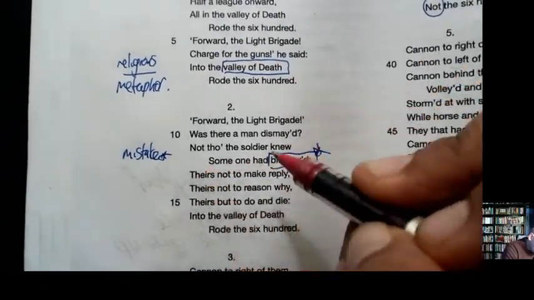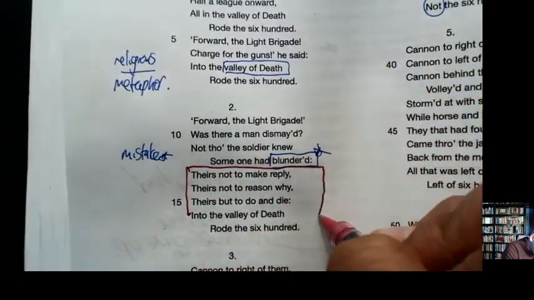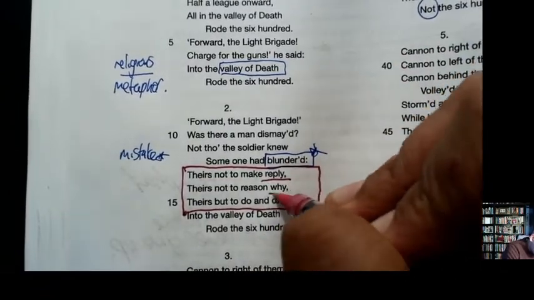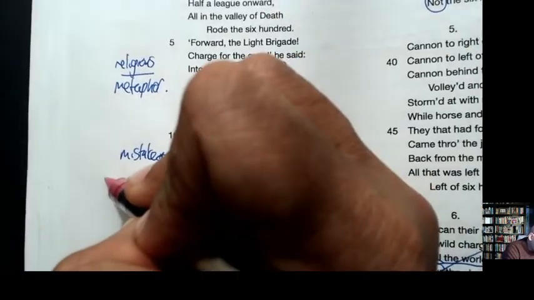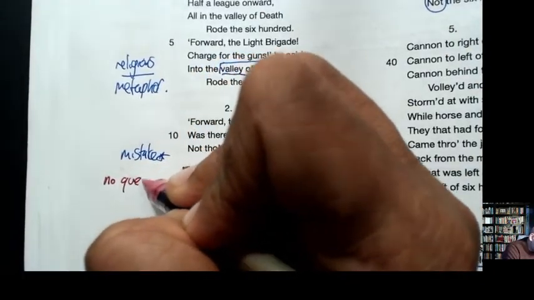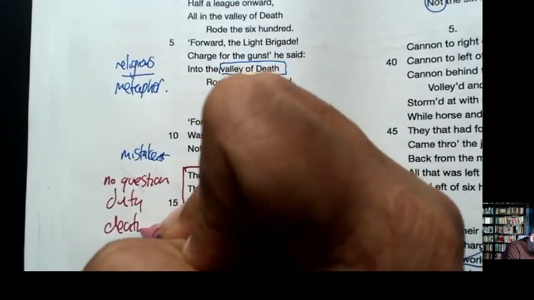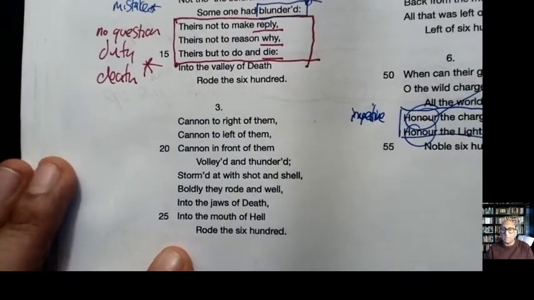But this triple line and this repetition is, for me, one of the key parts of the poem, and really famous. They didn't talk back. They didn't question. They died. No question. Just duty and death. And this deserves honor for Tennyson.